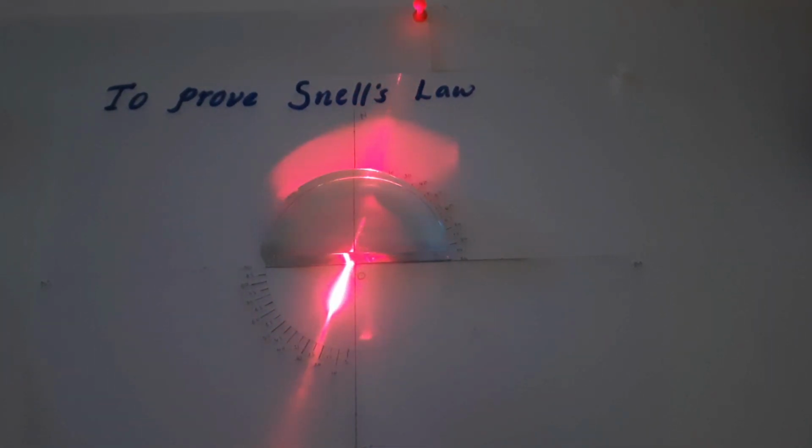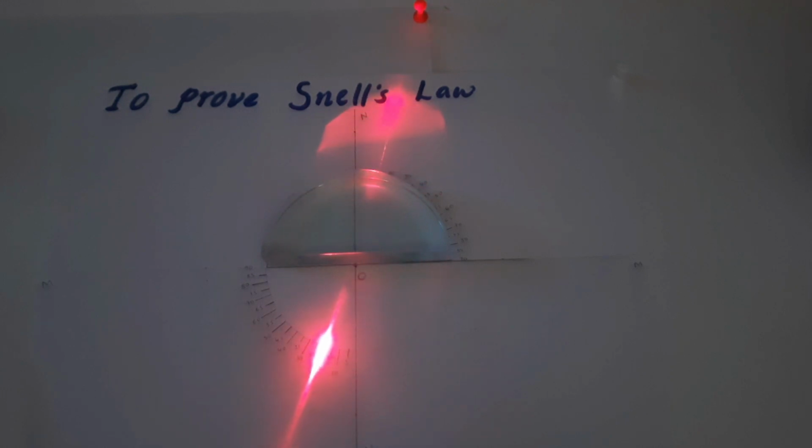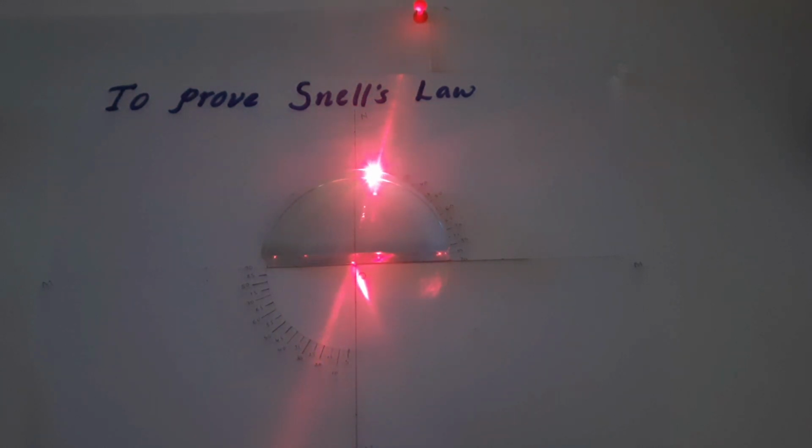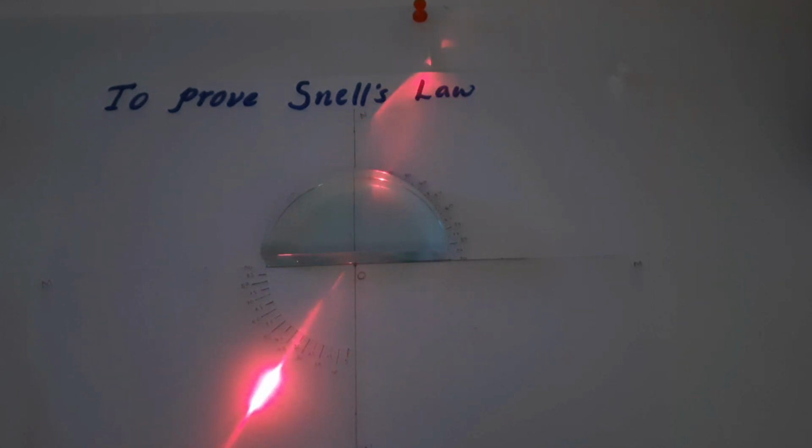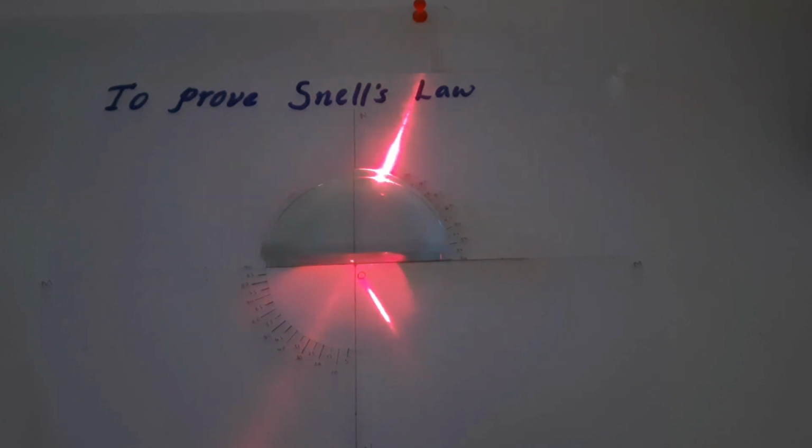Now I have increased the angle of incidence. Now if you observe, again some of the light is getting reflected and some of the light is coming from the other side of the glass slab. Now I have incident at an angle of 30 degrees. So you can make the same observation again.